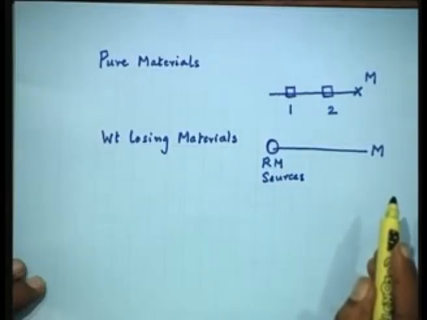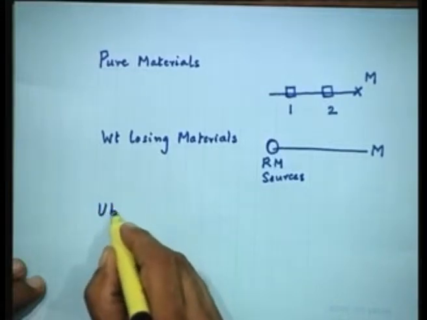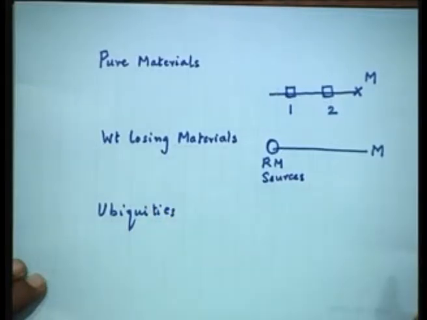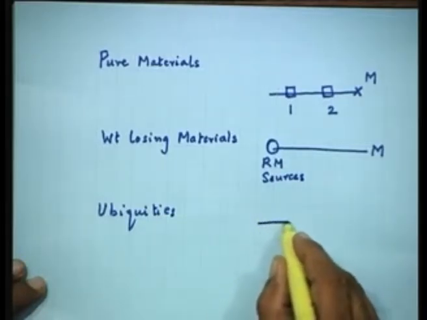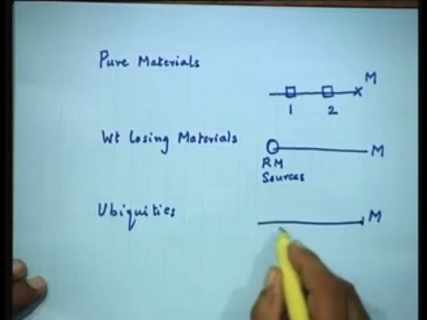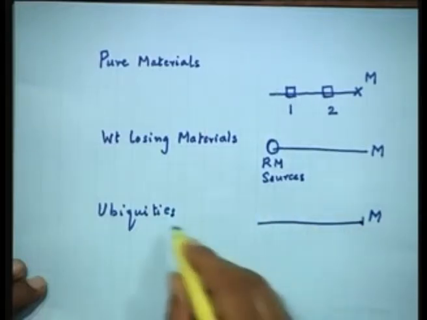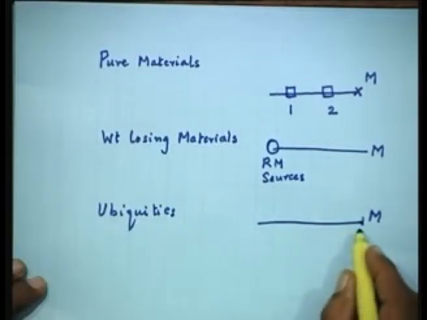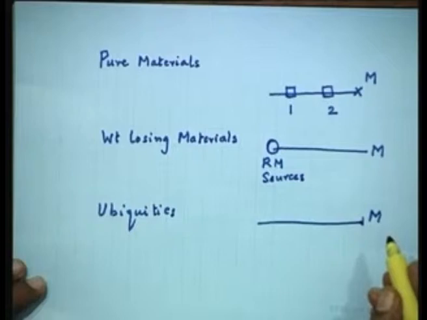A third category of raw materials may be what we can call ubiquities. By ubiquities we mean those raw materials which are available with equal ease everywhere. So say, typically, air and water. So if raw materials are of this nature, where you can get air and water everywhere with equal ease and manufacture this, what would be the optimal decision for locating the plant? Obviously in this case the decision is to locate the plant at the market, because you would minimize the total cost of transfer in that sense.